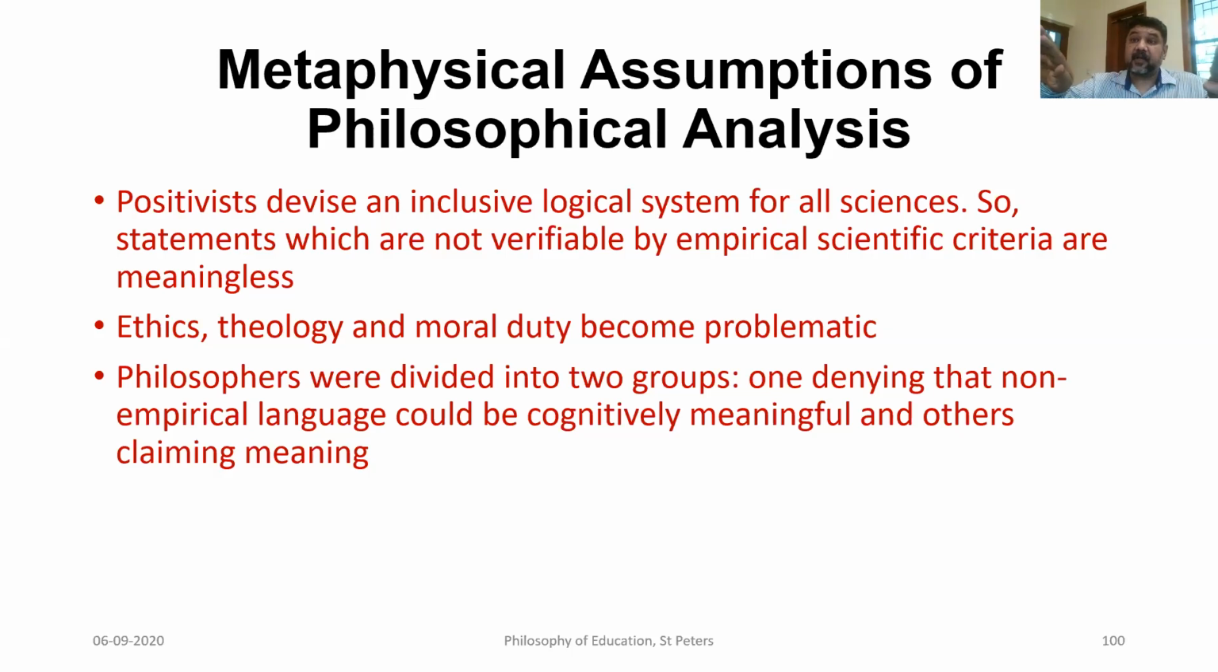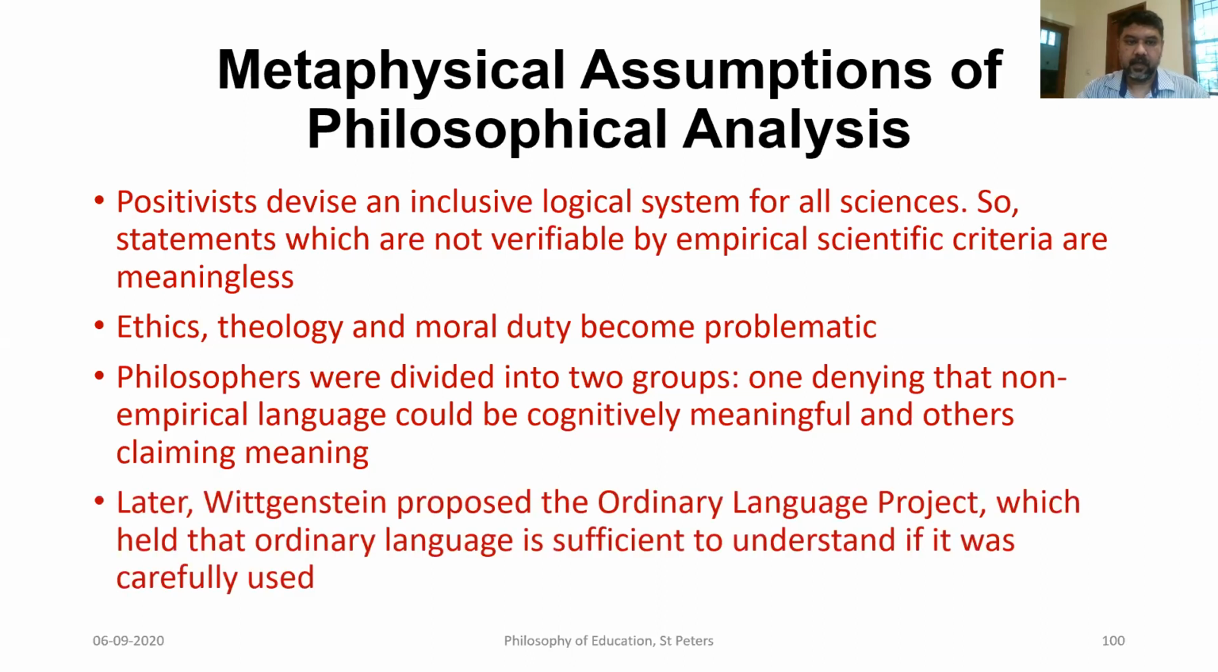So there are two camps of philosophers: one says that you cannot use a non-empirical language, another says you can use it as long as there is meaning. Later, Wittgenstein proposed the ordinary language project, which held that ordinary language is sufficient to understand if it is carefully used. So there is the ideal language project and the ordinary language project. The ideal language project, you saw, is clarification of ideas, and the ordinary language project says you don't have to be that specific. The only thing is, you have to be very careful with the terms you use. So you can use ordinary language, but you have to use those terms carefully. That also is all right. So ideal language and ordinary language.